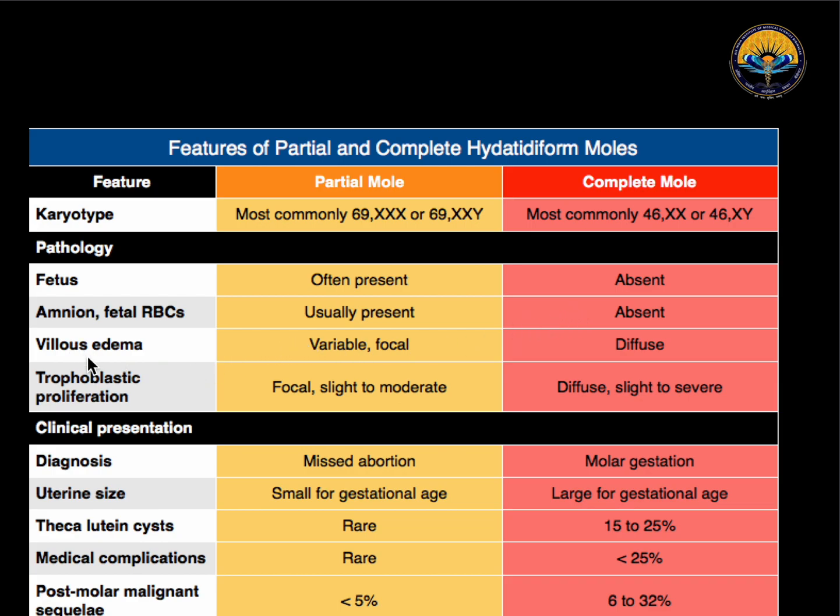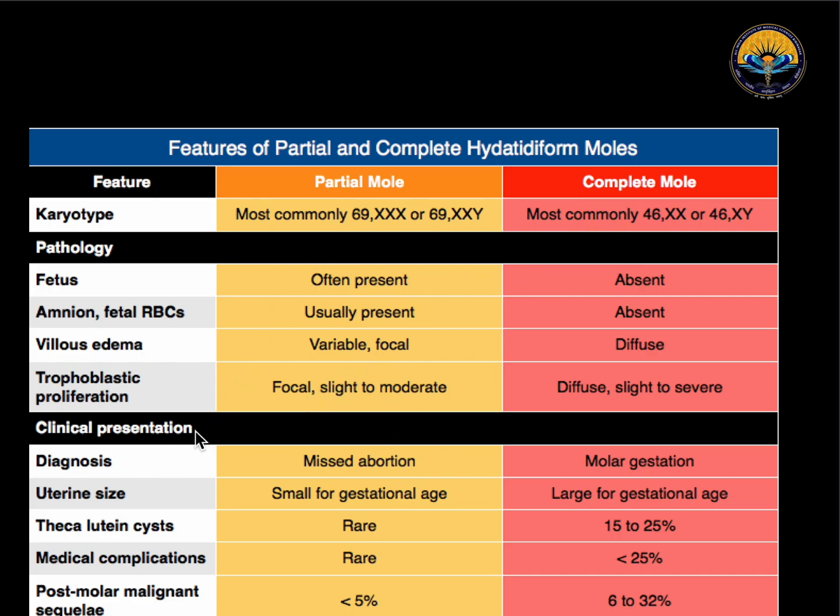Now coming to villus edema and trophoblastic proliferation, this is completely seen in complete mole and partially seen in partial mole. That is, it will be diffuse. Villus edema and trophoblastic proliferation will be diffuse in complete mole, and it will be focal or partial in partial mole.